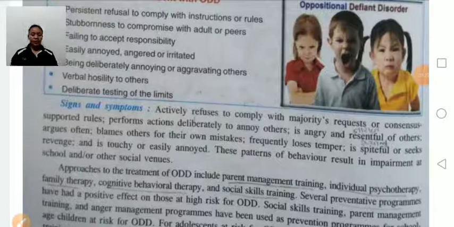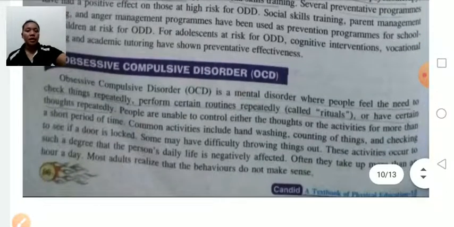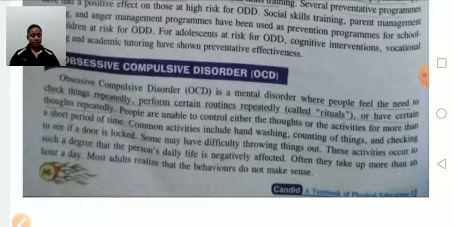Next is obsessive compulsive disorder. Obsessive compulsive disorder is a mental disorder in which people feel the need to check repeatedly, perform certain routines repeatedly, or have certain thoughts repeatedly. It is a type of mental disorder that creates unwanted thoughts. Therefore, to get rid of the thought, the person does the same things again and again, like counting things, checking to see if the door is locked or not, etc. Some may have difficulty throwing things out.